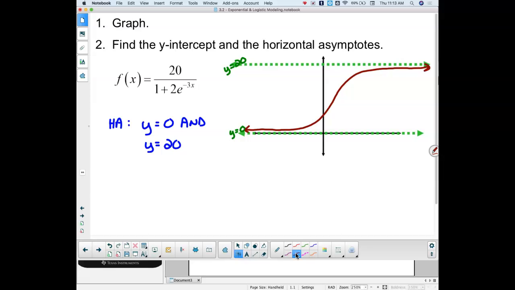So the k in the formula is always supposed to be negative if it's a growth formula. If the k is positive, it's a decay.